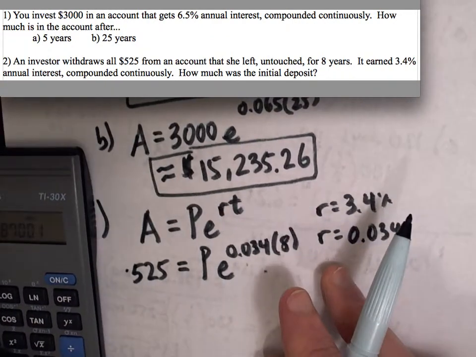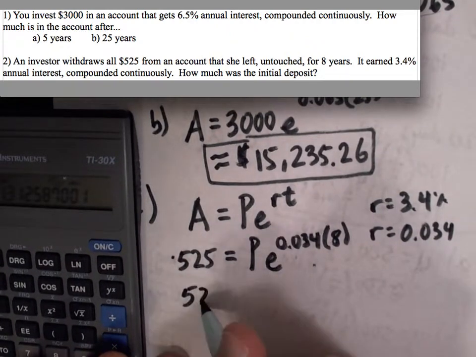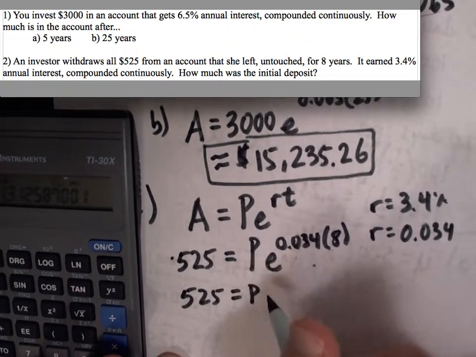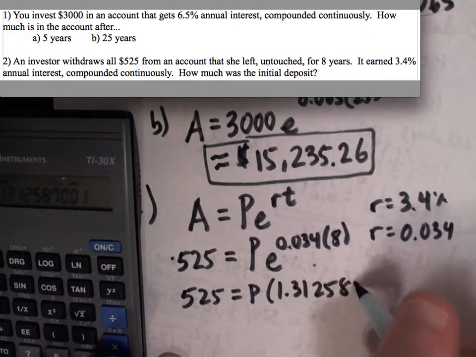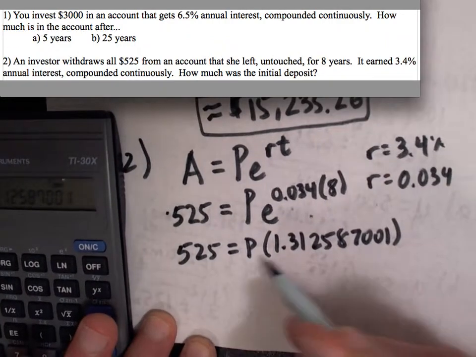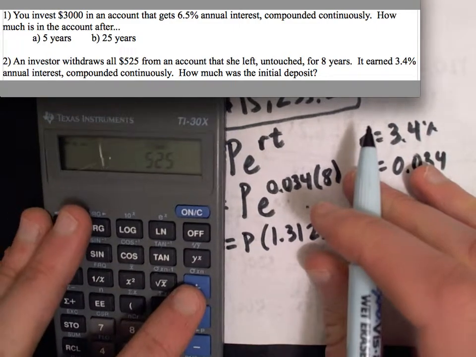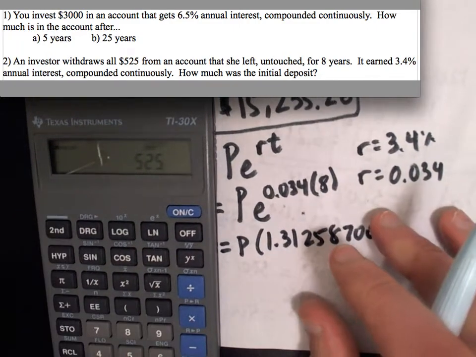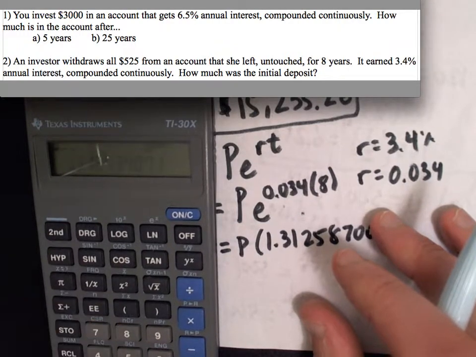Now I've got this number here. So I've got 525 equals P times approximately 1.3125. I'm just going to write it for fun. All right, well, that we can see clearly here, then we just need to divide by that number. So we're going to take 525, and we're going to divide by this number. And I'm just going to recall it. So recall, and then I push 2. There it is. I divide.